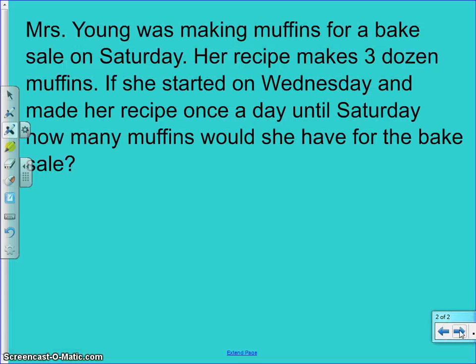Here's another one. It says, Mrs. Young was making muffins for a bake sale on Saturday. Her recipe makes 3 dozen muffins. If she started on Wednesday and made her recipe once a day until Saturday, how many muffins would she have for the bake sale?